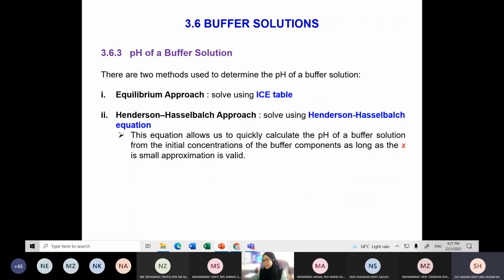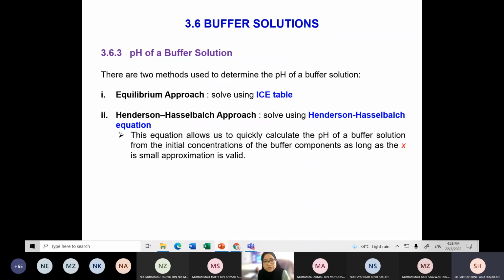Kita nak masuk calculation, okay? Alright, so make sure yang part understanding concept tu you betul-betul strong lah. Okay, so now we cannot run away from the calculation of pH, okay? But this time around, you have to calculate the pH of a buffer solution.